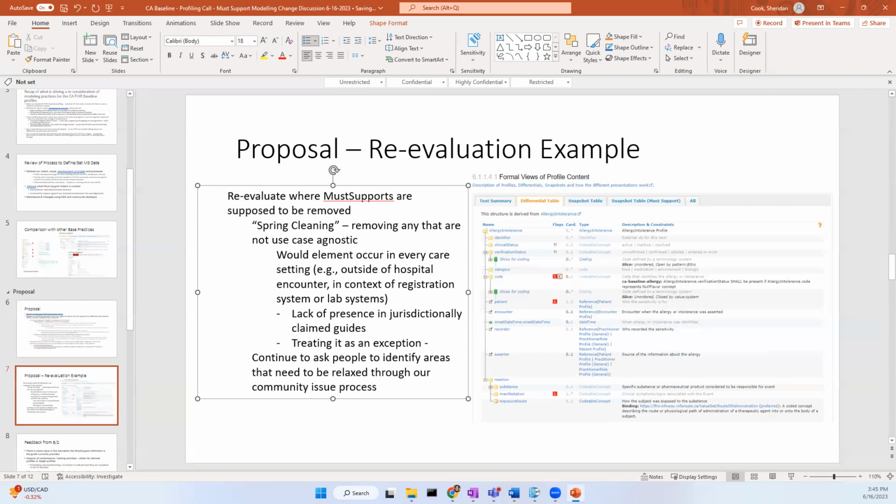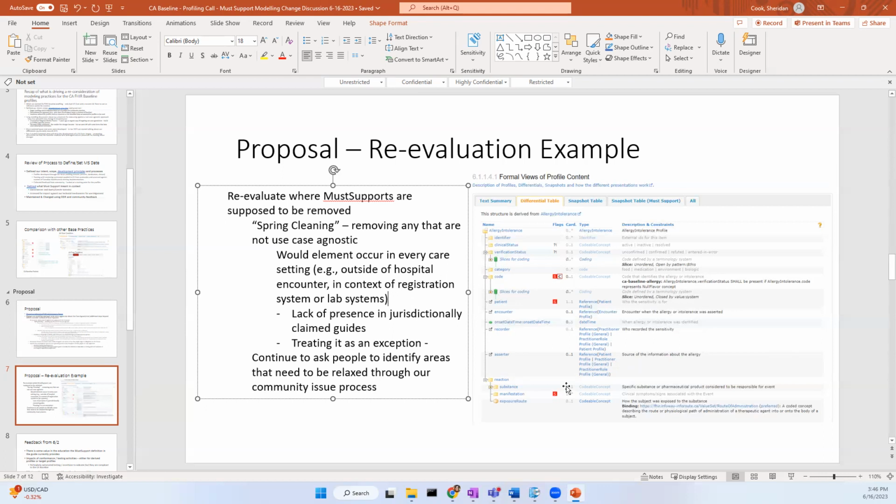Yeah. So maybe, because I think the original process said, would we expect this in every care setting? If we were following that rule, the example that you provided, that a lot of folks aren't capturing reaction manifestation in a number of care settings, alone would probably remove some of this. But how many care settings does it have to not apply to in order for us to remove it?